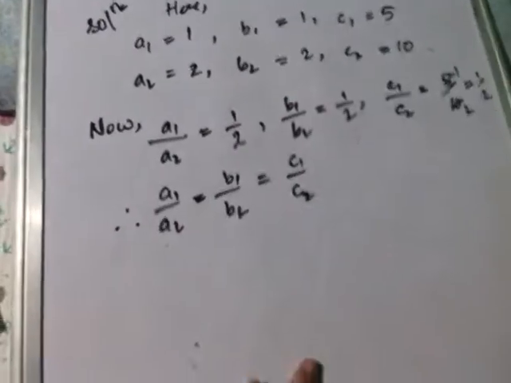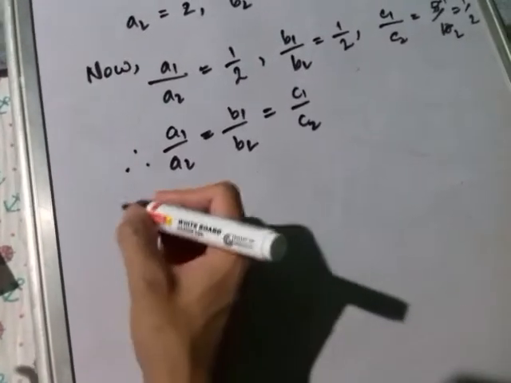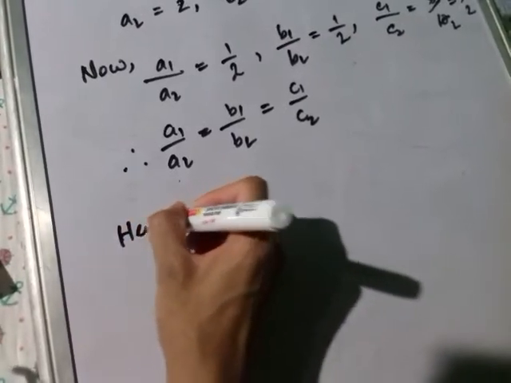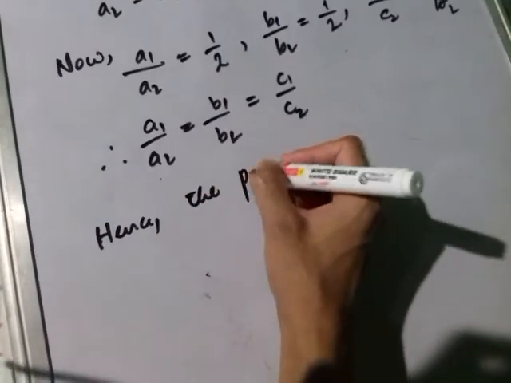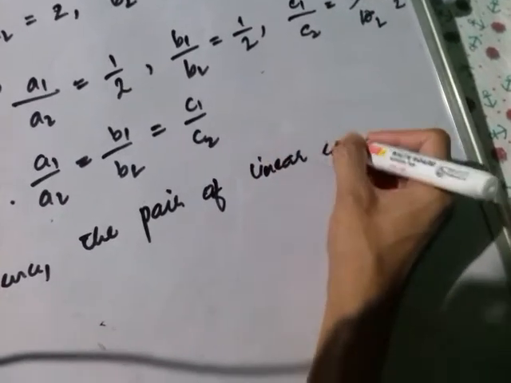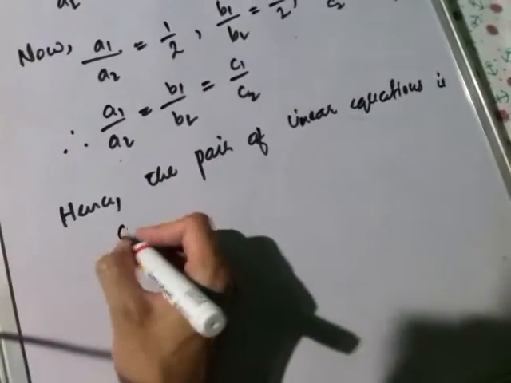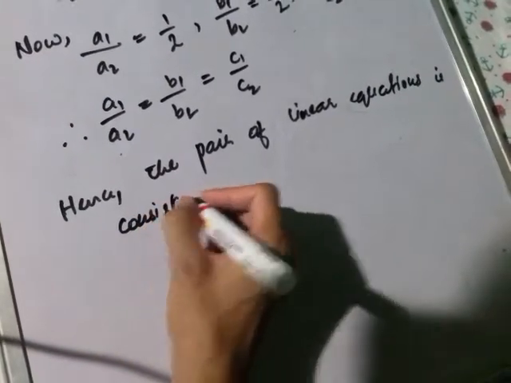I have already shown you in the previous classes or in the previous question also. So you will write here what? Hence the pair of linear equations is consistent. Okay, the pair of linear equations is consistent.